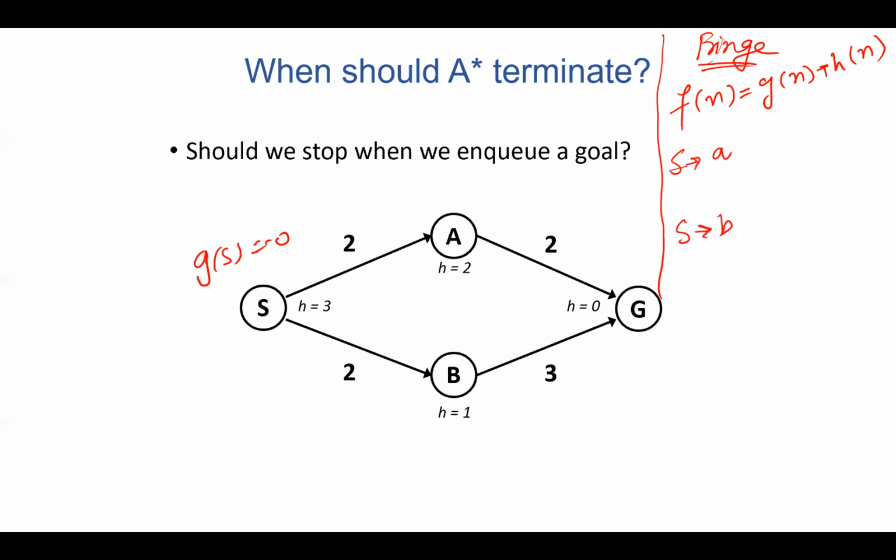Now watch what happens. From S to A, what is the F of N? What is G of N from S to A? 2. And what is H of N? 2. This is 4, right? But from S to B, what is G of B? 2. And what is H of B? 1.